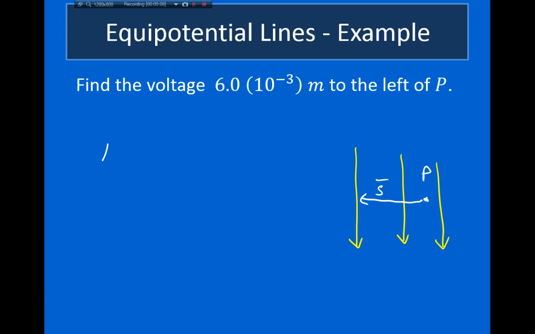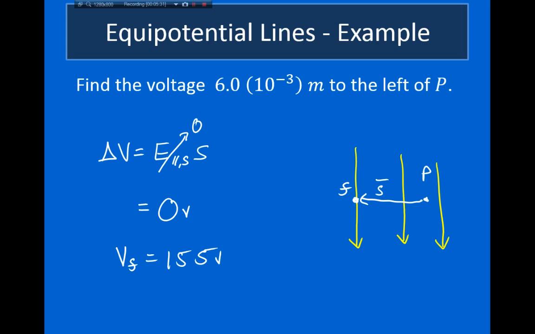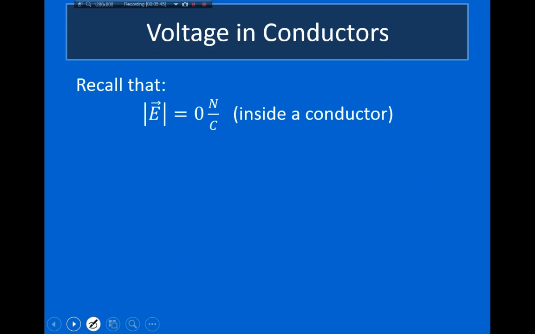So the difference in voltage, remember, is equal to the component of the electric field that's parallel to the displacement times the displacement. But because my displacement is perpendicular to the electric field, this is going to be 0. So the difference in the voltage between this point over there and this final point is going to be 0 volts. So my final voltage is just 155 volts. And this was the idea that we were talking about earlier in the video, that when you move perpendicular to the electric field line, the voltage remains the same. And that's what we're doing here. We're moving perpendicular to the electric field line.